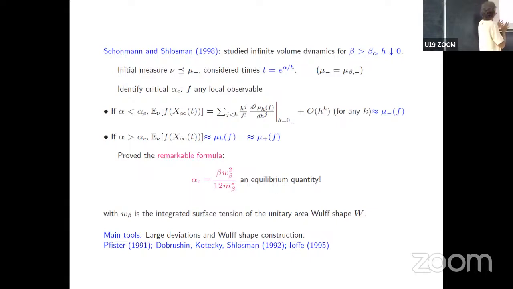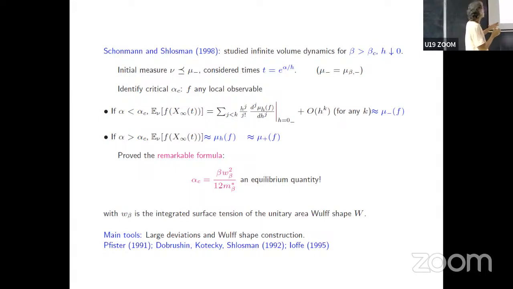And there's a fundamental work in this, which is Schonmann-Shlosman in '98. They considered infinite volume. They do something very deep, but they consider an infinite volume dynamics. So beta is supercritical. That means you are under the critical temperature. There are two phases, and the field h is going to zero. That means the regime of hysteresis.